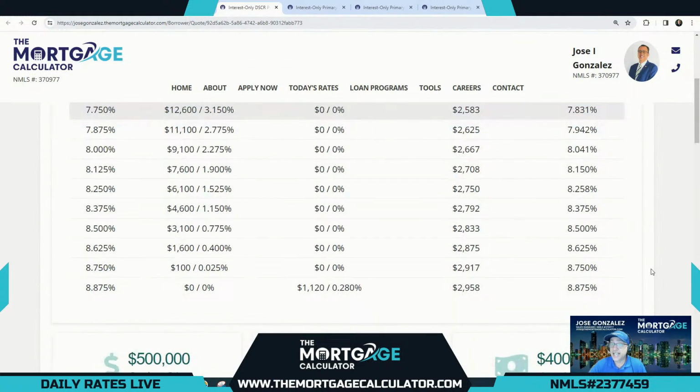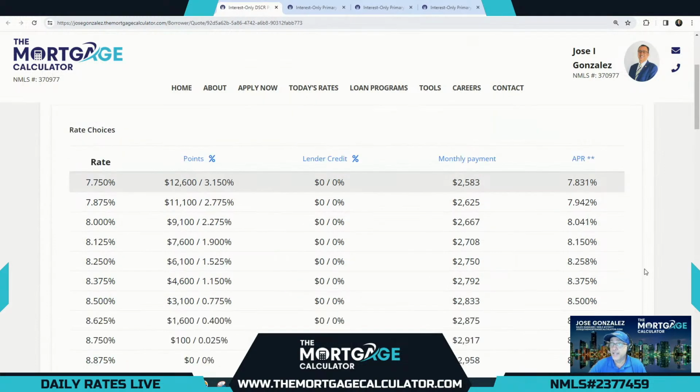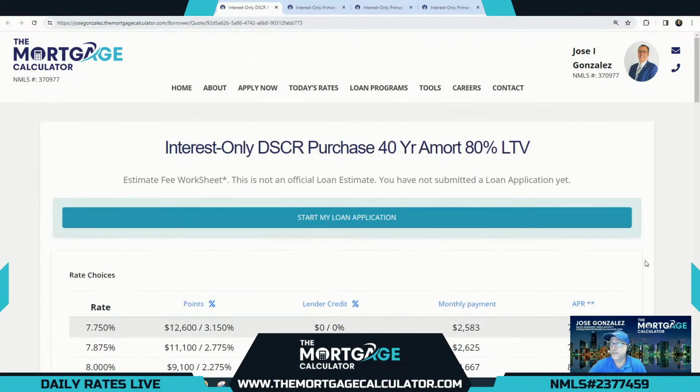So in this scenario here, look at these rates. Now, remember, this is 40-year amortization. You're looking at 8.875 with a lender credit, and you can buy that down all the way to 7.75%. And this is for our 40-year amortization at a max of 80% LTV for the purchase. The 85% LTV DSCR option does not offer an interest-only feature.